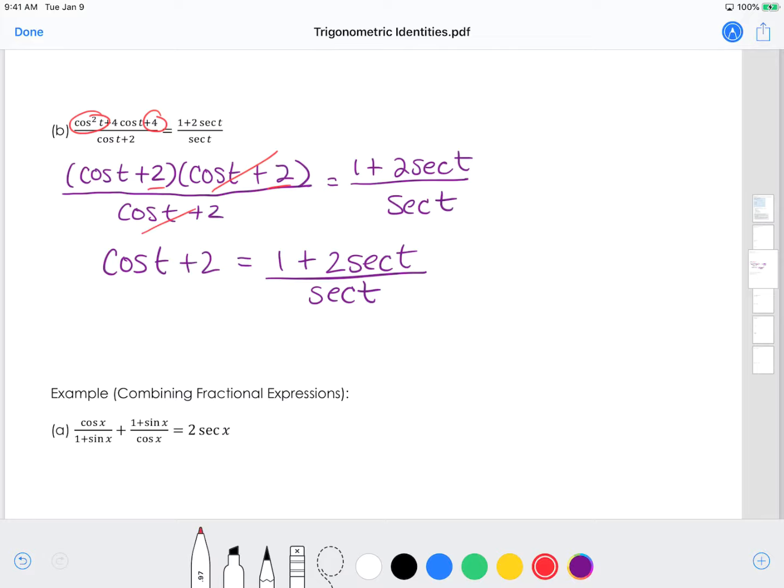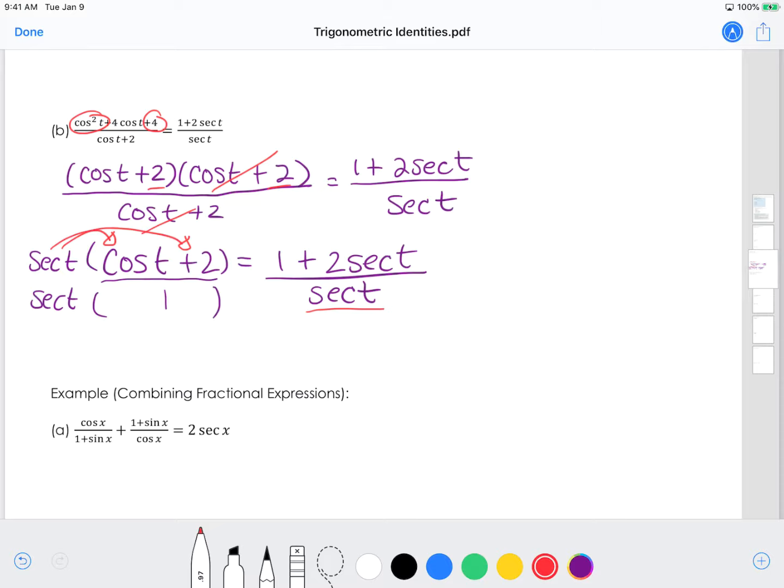Now, I'm trying to get the left-hand side to be the same as the right-hand side. So if you notice, I have a denominator here of secant t. So I want to try to make a denominator of secant t on the left side. So I'm going to write this over 1, and I'm going to multiply the top and the bottom by secant t. So I have to take this times this, and then this times this, the secant times cosine, and then the secant times the 2.